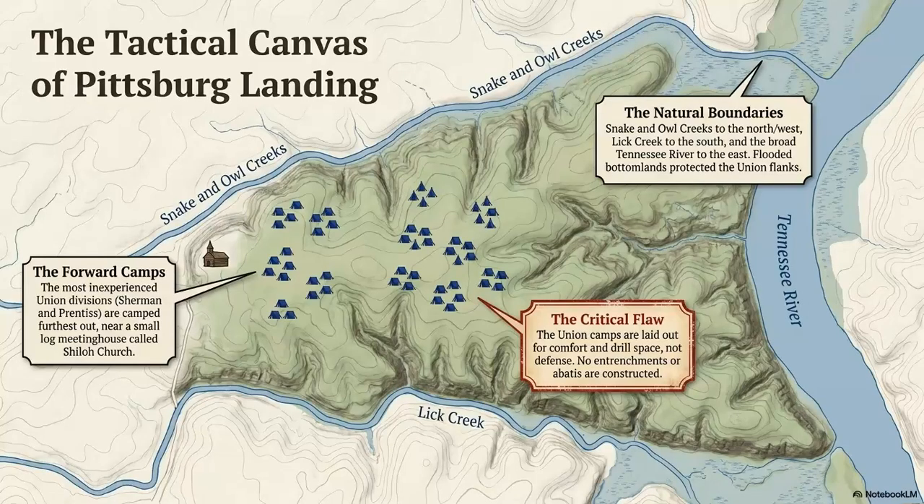The forward camps house the most inexperienced Union divisions, commanded by Sherman and Prentiss, positioned furthest out near a small log meetinghouse called Shiloh Church. Crucially, the critical flaw of this entire deployment is exposed. These camps were laid out for comfort and drill space rather than defense, leaving the army entirely without entrenchments or abatis.